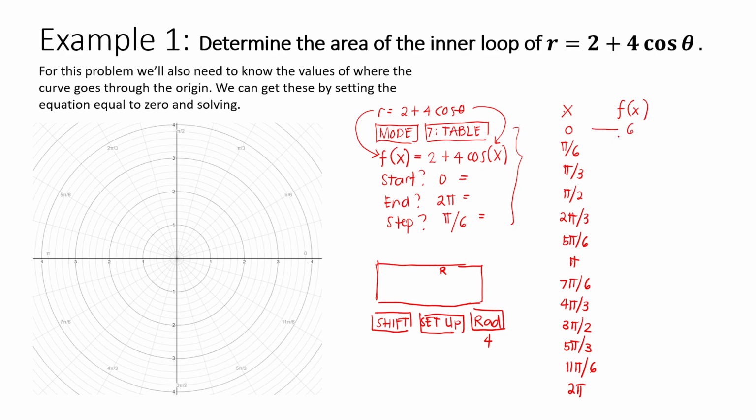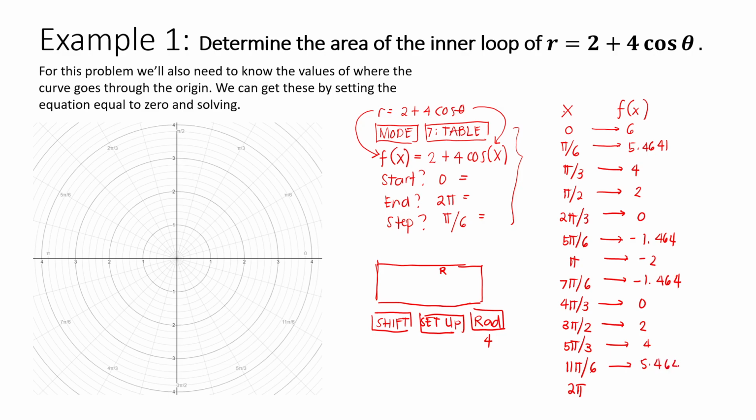So starting with 0, you have 6. The next is 5.4641. Then 4. And then 2, 0. Then we have negative 1.464. Then negative 2, negative 1.464, 0, then 2, 4, 5.4641, and then going back to 6.